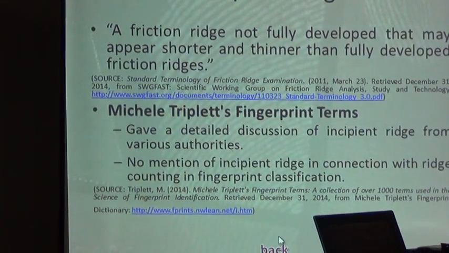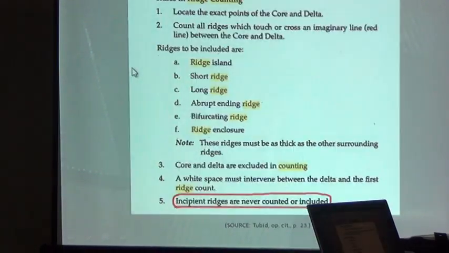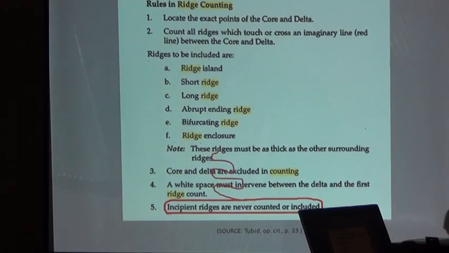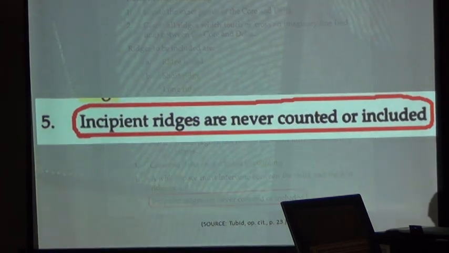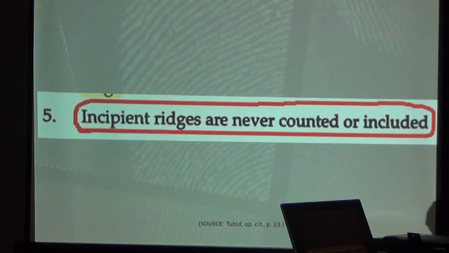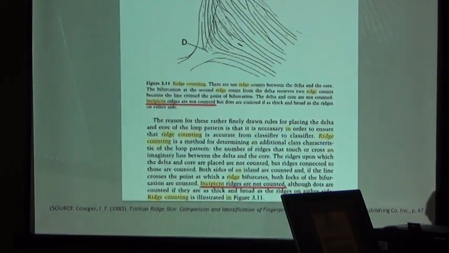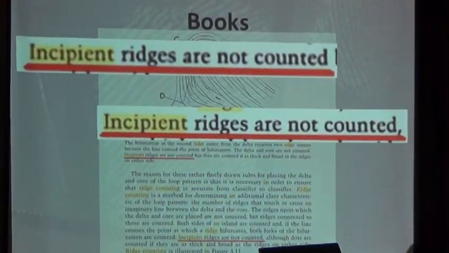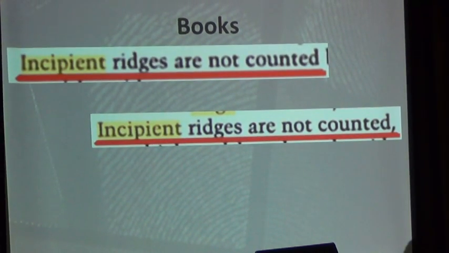Okay, balikan natin sa one. Please. Among books, tingnan natin sa books. Click, sir. Sa libro, sa rules on ridge counting, incipient ridges are never counted or included. There was that statement. Okay. Another book, incipient ridges are not counted. There, you have an enlarged part.